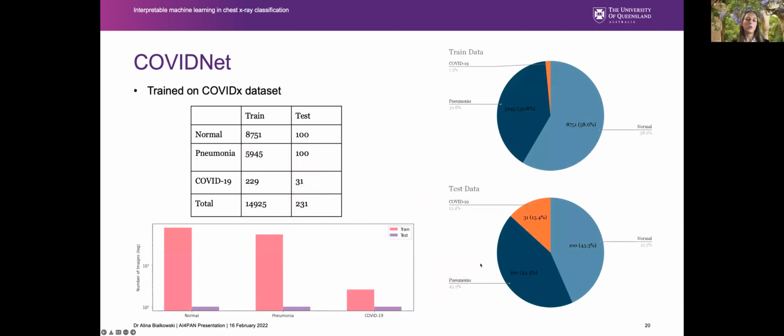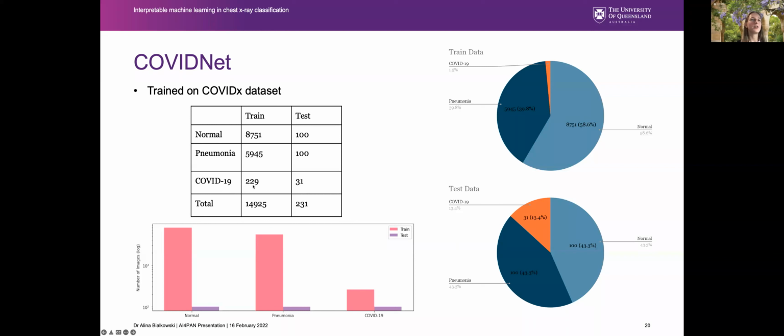Now, going back to COVID, there was a nice open source model that was released called COVIDNet, and it was trained on a data set called COVIDx. The details of that data set are here. It had 3 classes: normal, pneumonia, and COVID-19, and the distribution of the training data and testing data is as follows. What you can perhaps see from this is we have a little bit of a problem that one of our classes, COVID-19, is actually incredibly rare.